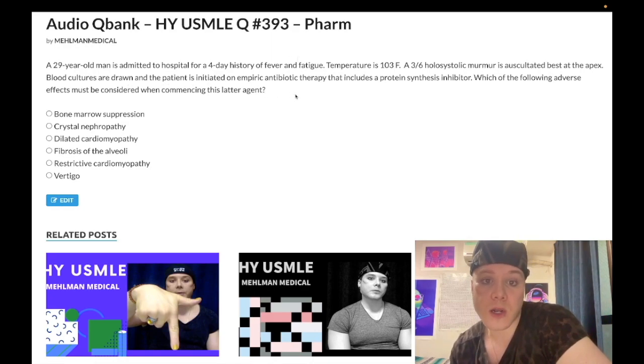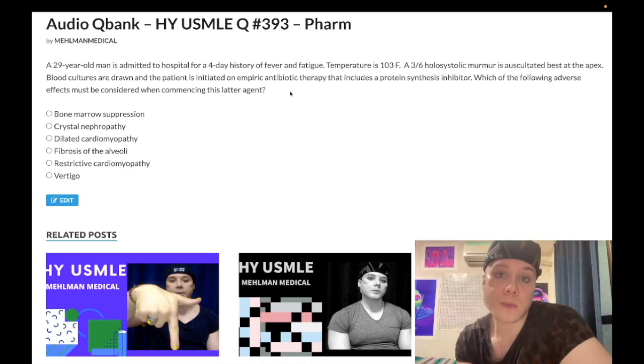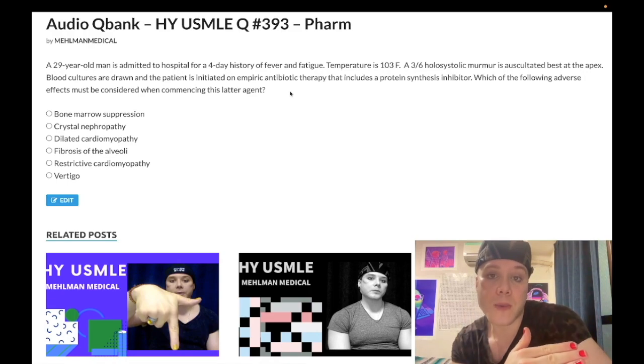The patient is initiated on empiric antibiotic therapy that includes a protein synthesis inhibitor. You need to know that the standard empiric therapy for endocarditis is going to be vancomycin plus gentamicin. Yes, there are other regimens that could be used, but that's the standard high yield one for USMLE. Vancomycin targets gram positives, including MRSA. Gentamicin targets gram negatives. Gentamicin is an aminoglycoside, which is a 30S ribosomal subunit inhibitor, which is a protein synthesis inhibitor.